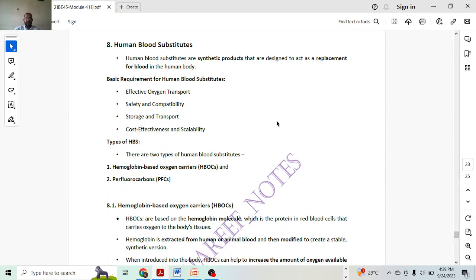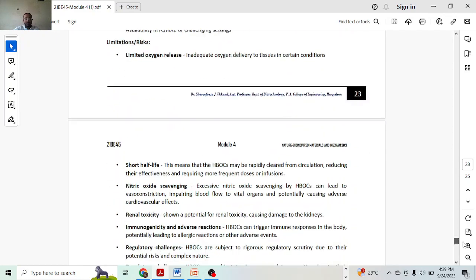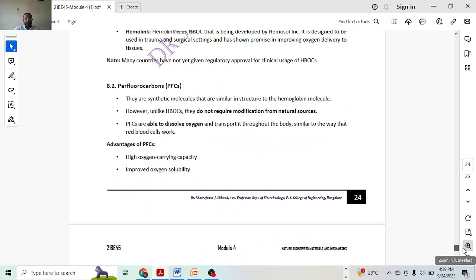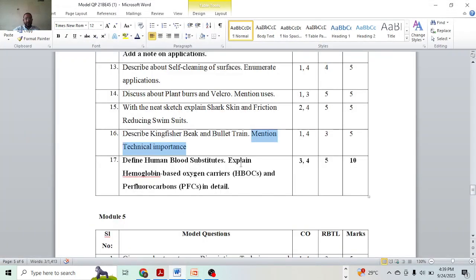Next, human blood substitutes. This can be asked for 10 marks. Here you can give a brief introduction and then start explaining the things. HBOC is a little bit bigger explanation that carries 6 marks. Perfluorocarbons can carry 4 marks, or they can be asked for 5 marks each.